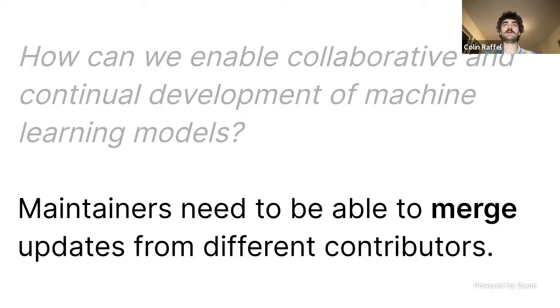In machine learning, we don't really have an analogous operation for merging. So now I'm going to talk about a way to make merging possible. The goal here will be, if we have a shared model and individual contributors do different training on the model, how can we combine their training, their updates, in a way that retains the benefits from both of their independent trainings?